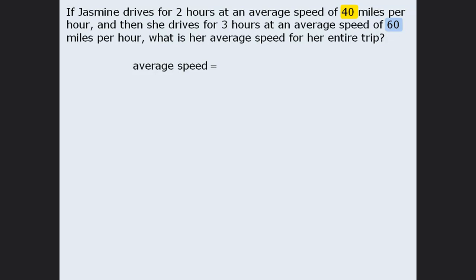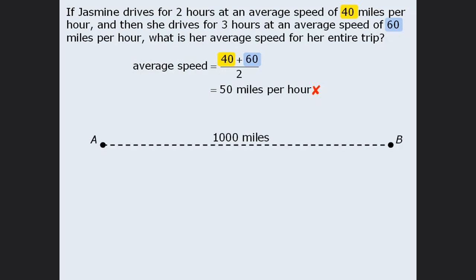Now, a common mistake here is to find the average speed by adding the two speeds and dividing by 2 to get an average speed of 50 miles per hour. This conclusion is incorrect, and we can see why it is incorrect by examining the following example. Let's say we are making a 1,000-mile trip from point A to point B, and we are driving at a speed of 1 mile per hour.